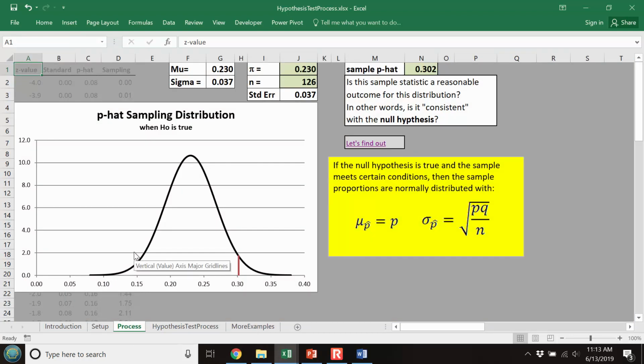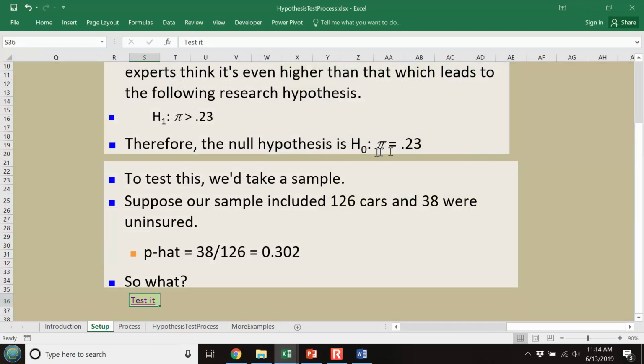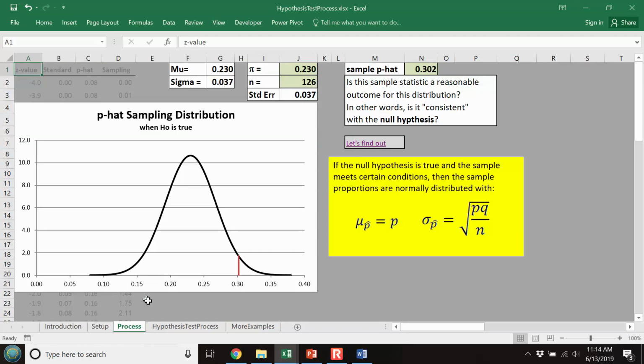Well, this looks a little complicated. Let's walk through it. If the null hypothesis is true, let's back up for a second. If the null hypothesis is true, the population proportion is 23%. And if we took repeated samples of 126 cars, then we'd expect the p-hats to vary around this particular proportion. That's what a sampling distribution is. It doesn't mean that this value's changed at all. The population would be fixed, but the p-hats would vary. In this particular sample, we could get anything from this range. We landed here. We got 30.2%.